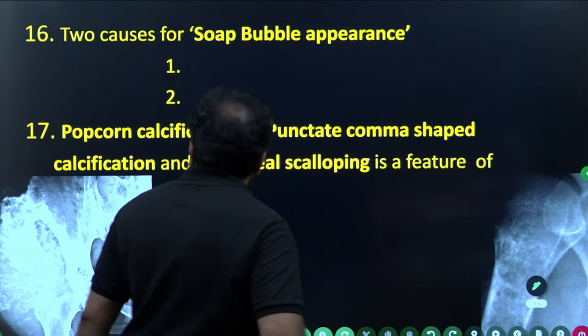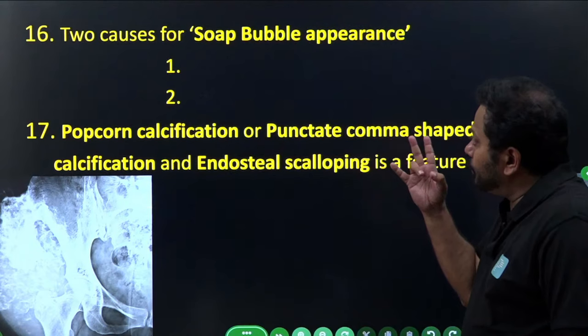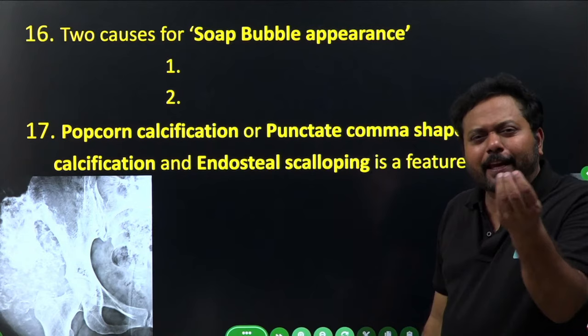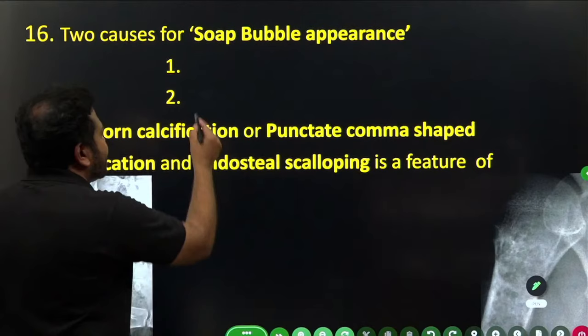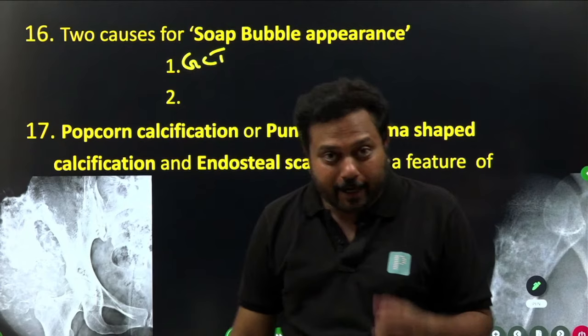We'll move on to the next one-liner, the 16th one-liner. Two causes for soap bubble appearance. The first cause, even an LKG baby will answer, there is no doubt. Everyone knows: giant cell tumor. The second cause for soap bubble appearance is adamantinoma.